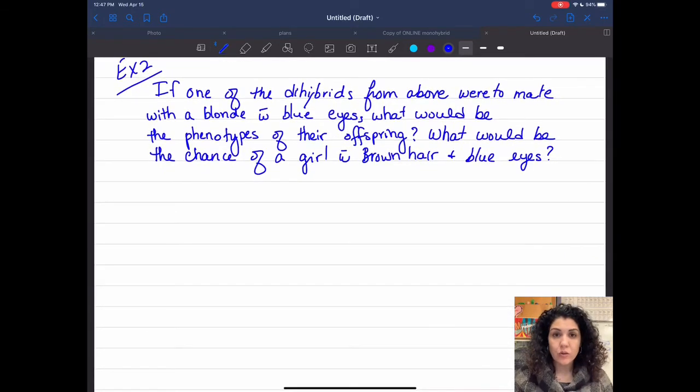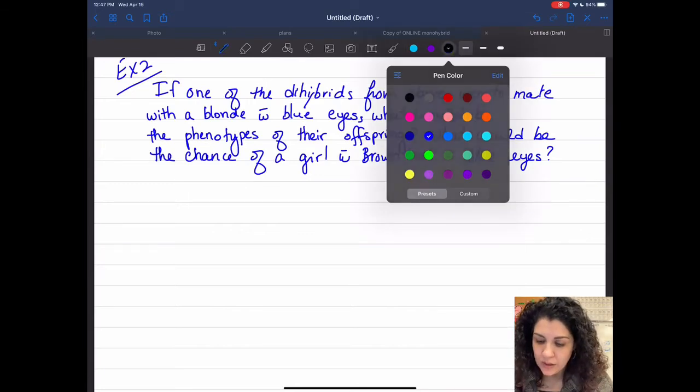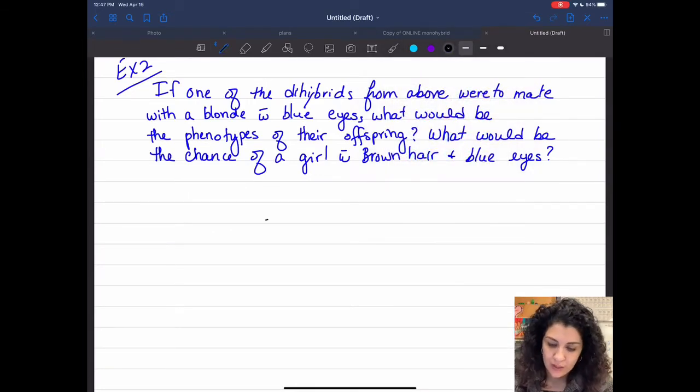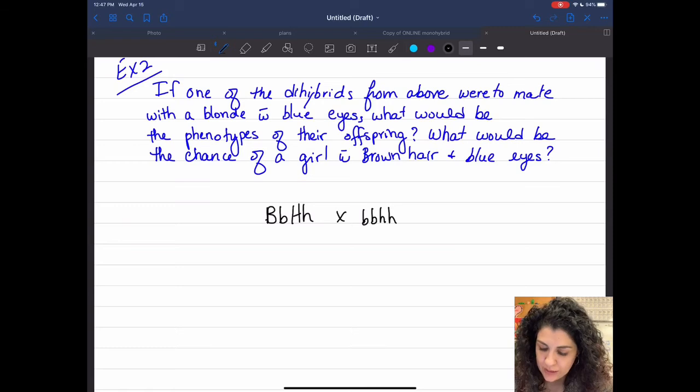Okay. So we start this the same way that we would start any cross. We're going to write down the genotypes for both parents. So I have one of the dihybrids from above that is going to mate with a blonde with blue eyes. So we have little b, little h for hair color and eye color. And this would be almost the same thing as doing a test cross. Remember how we did test crosses for monohybrids? If I knew the phenotype, but I didn't know exactly the genotype of my first individual, it would be good to do a test cross to see: am I heterozygous for those conditions, or am I homozygous for those conditions?